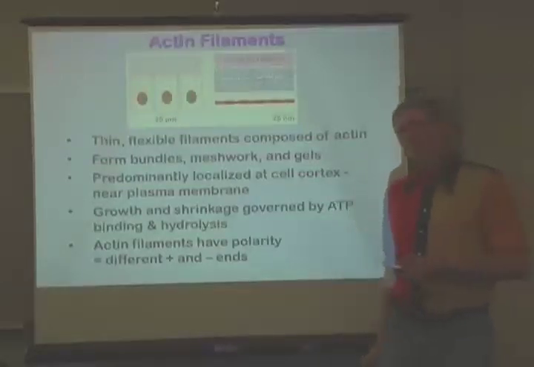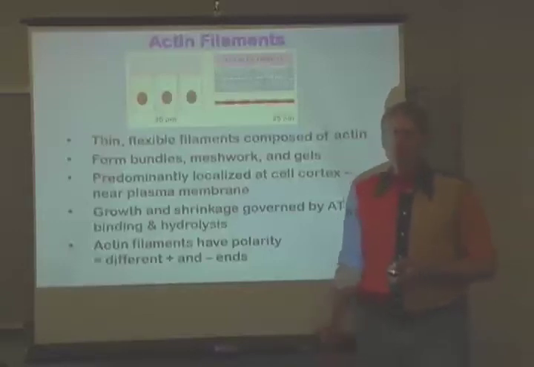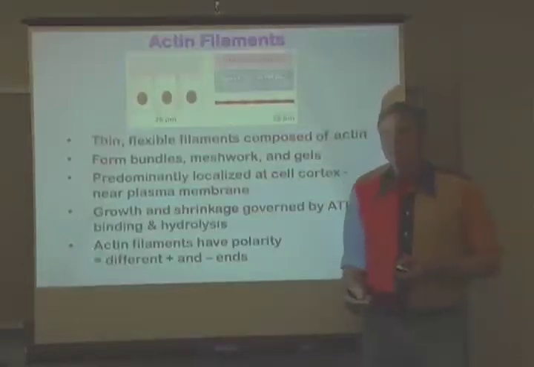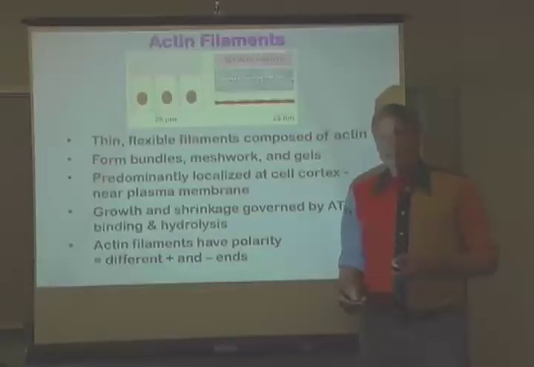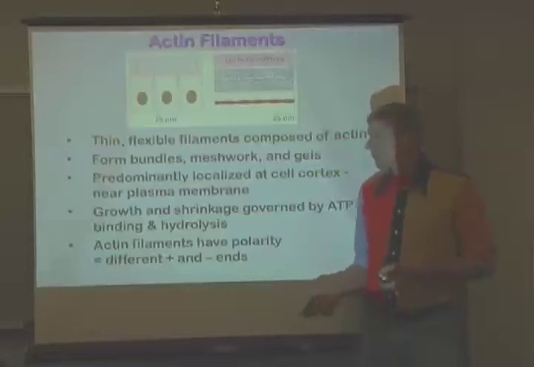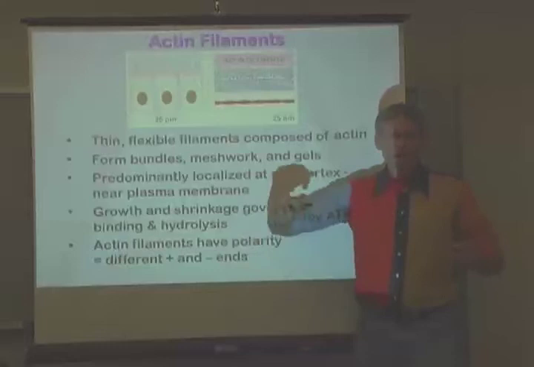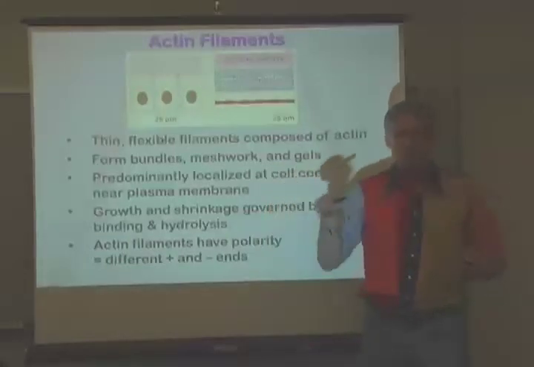Importantly, they have polarity. There are some kinds of cytoskeletal elements called intermediate filaments that you should read about in chapter 17 that don't have polarity. Nuclear lamins are an example of intermediate filaments. Keratin is another example. These don't have polarity and they don't have motors. Actin filaments have polarity, so you can distinguish one end from the other, and you can have motors going towards one end or the other.